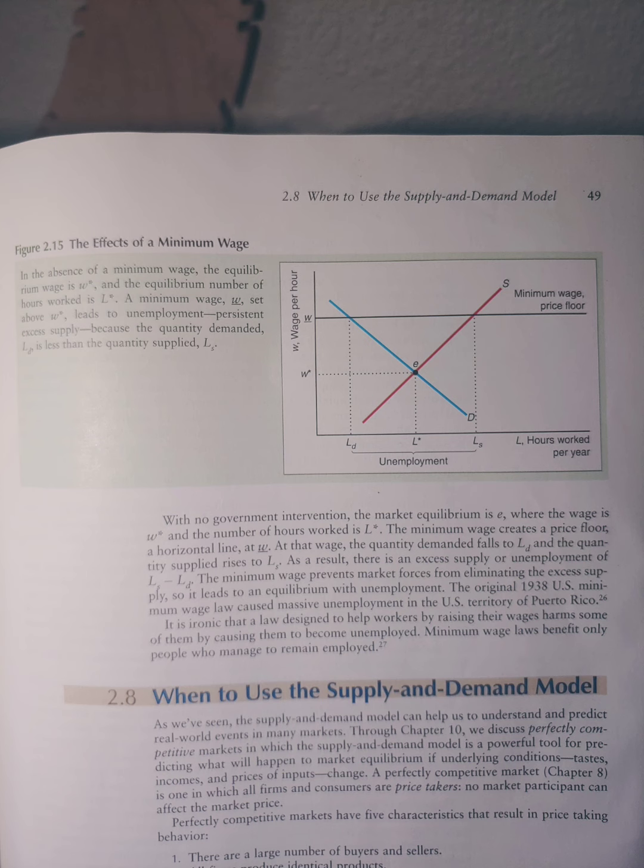The original 1938 U.S. minimum wage law caused massive unemployment in the U.S. territory of Puerto Rico. Footnote 26, which reads: See minimum wage law in Puerto Rico in the supplemental material to Chapter 2 in my EconLab's textbook resources.